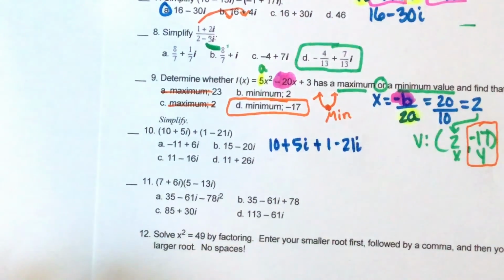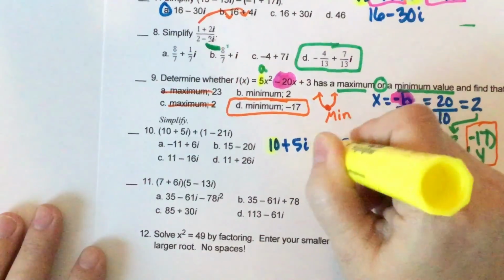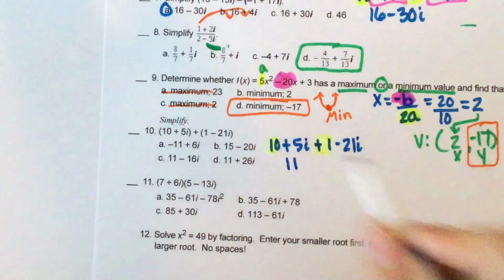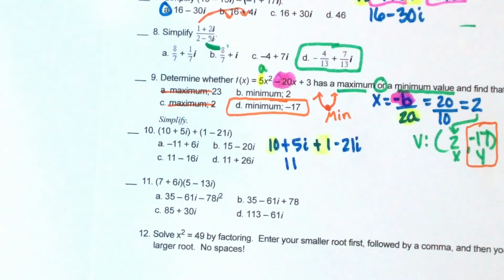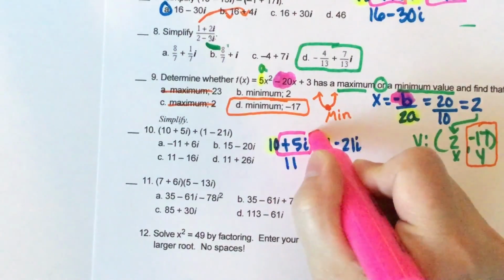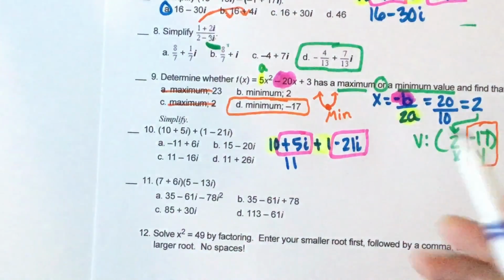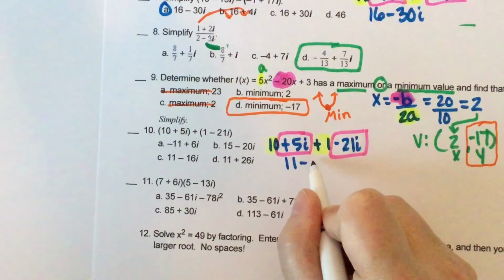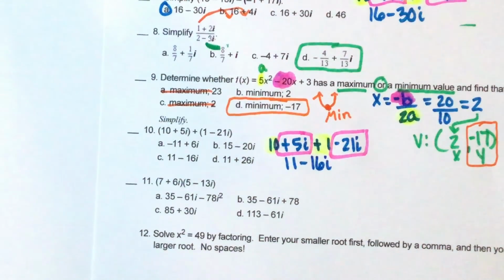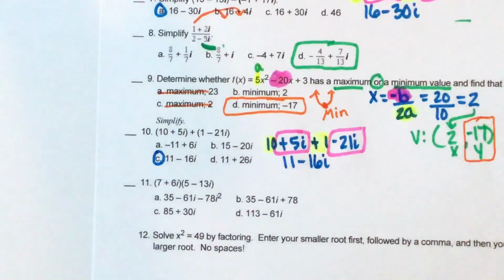Be smarter than that. So now we combine real number with real number. So what's 10 plus 1? 11. And then we're going to combine imaginary with imaginary. So a positive 5i minus 21i makes a negative 16i. And where do you see it? Answer choice C.